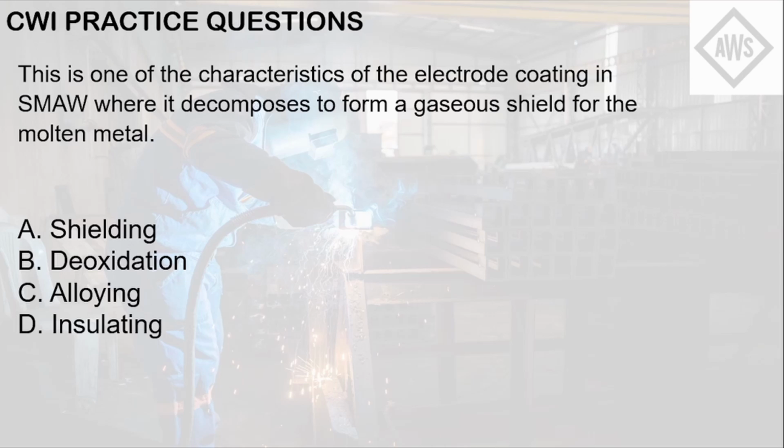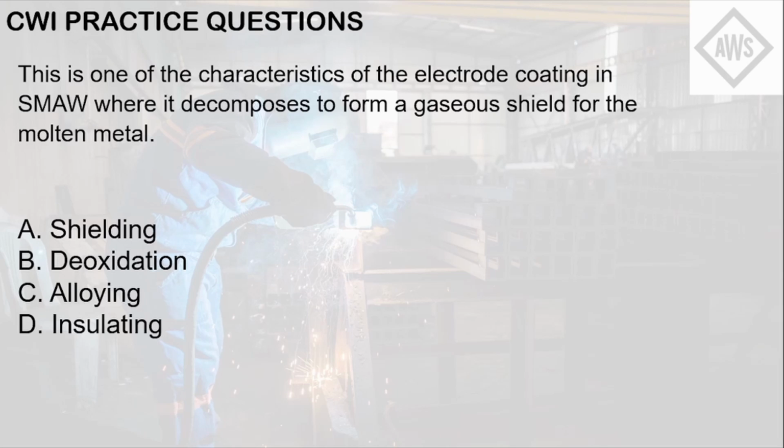For the choices, deoxidation is the characteristic of the electrode that removes impurities from the molten metal. Alloying refers to the addition of elements that will improve the mechanical properties of the weld. Insulating is the property of the electrode that produces a solidified slag that will prevent a sudden drop of temperature for the weld, thus preventing embrittlement.